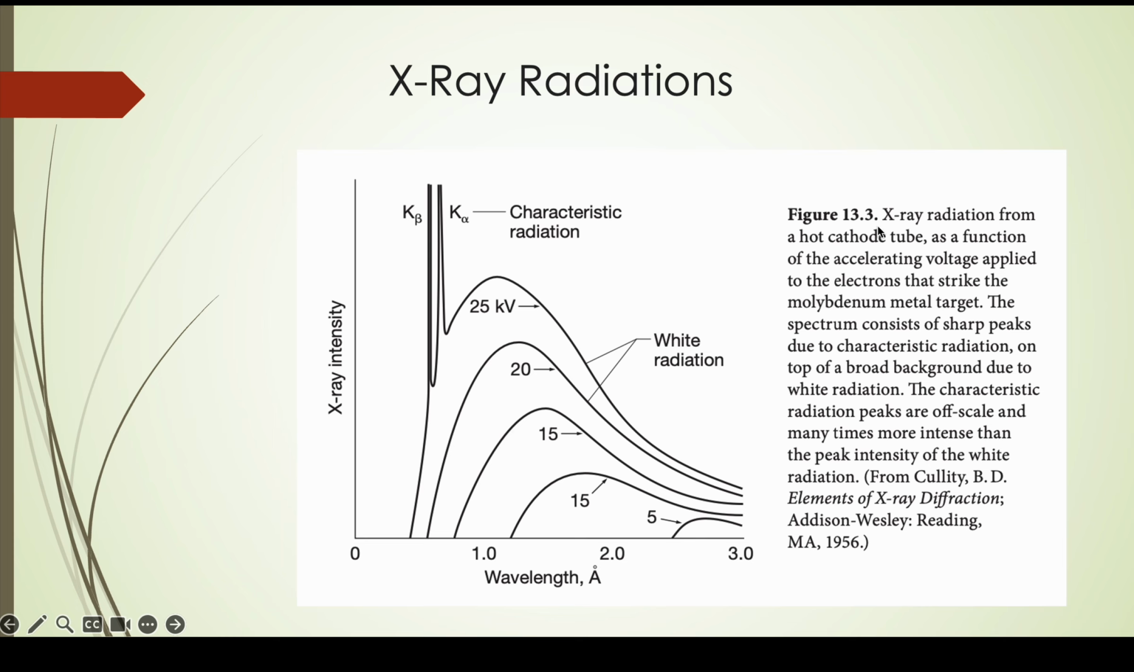Basically, this is the X-ray radiation from the hot cathode tube as a function of the accelerating voltage applied. The more voltage you apply, the more the intensity. As you can see, 5 kilovolts has low intensity, then 15, then 20, and 24 kilovolts has a high intensity. You can also observe that the characteristic radiation has a really high intensity in comparison with the white radiation. That's all about the types of X-ray radiation.